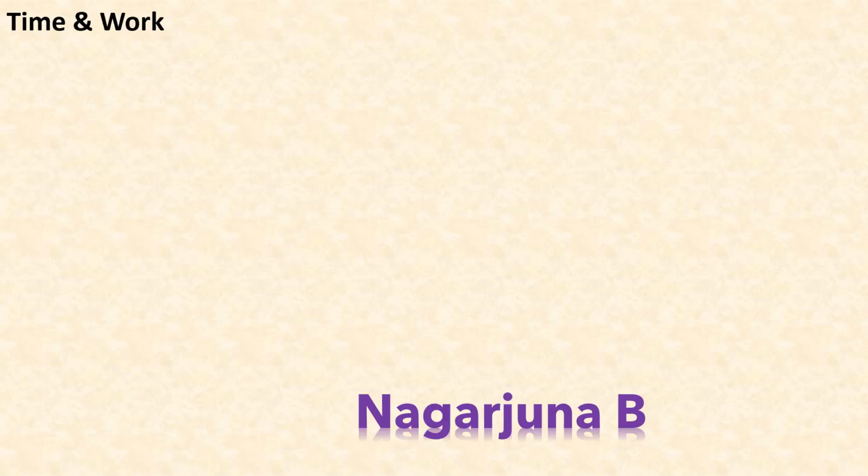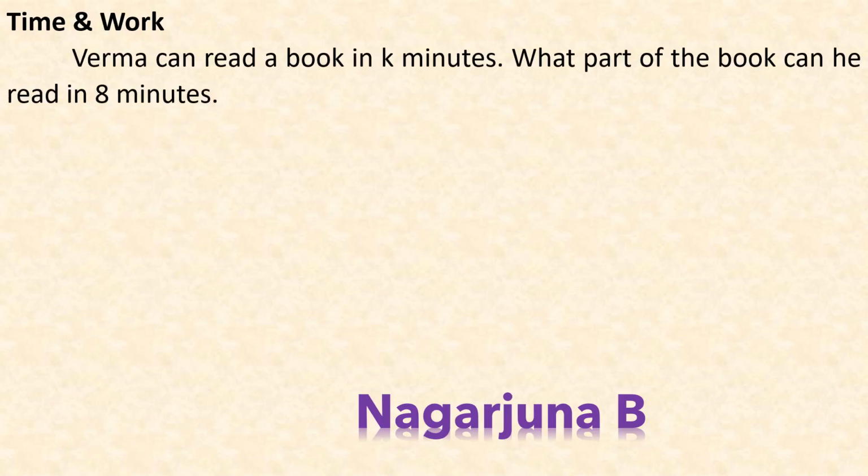Now, we shall solve another problem based upon time and work, and that problem is: Verma can read a book in K minutes. What part of book can he read in 8 minutes? The options are 8 by K, K minus 8, K plus 8, K divided by 8, and the right answer is 8 divided by K.